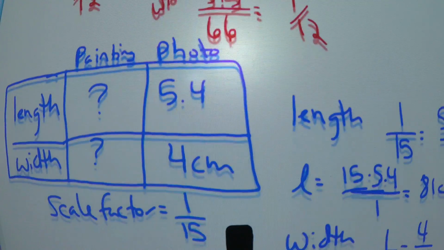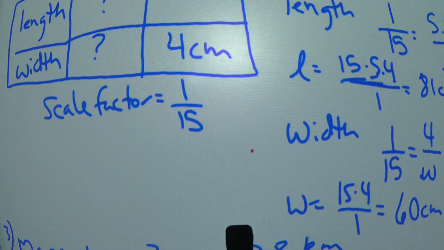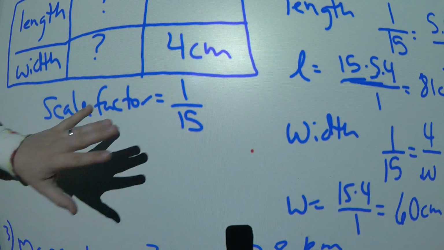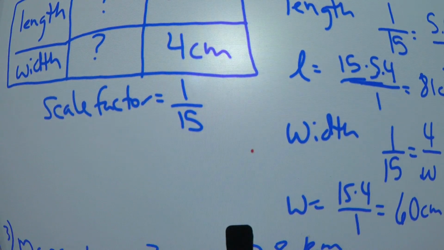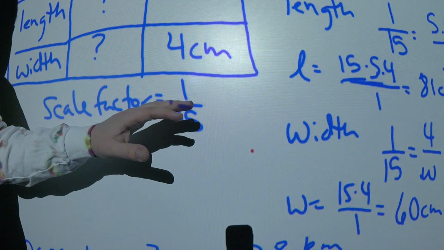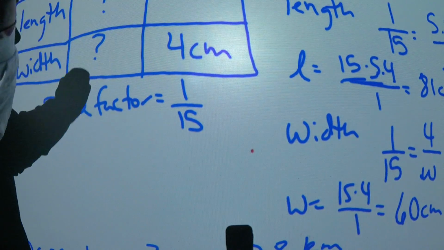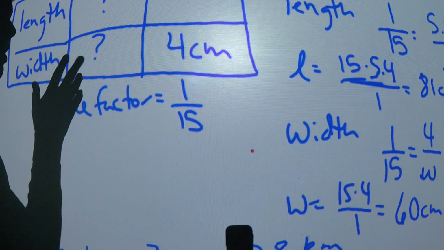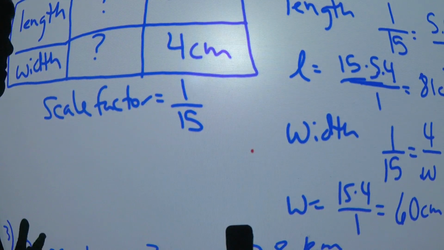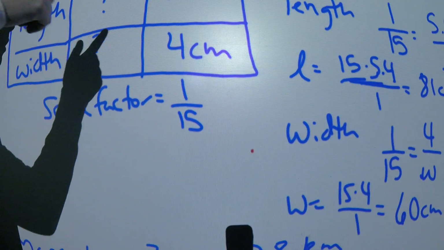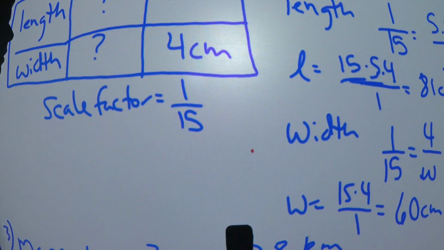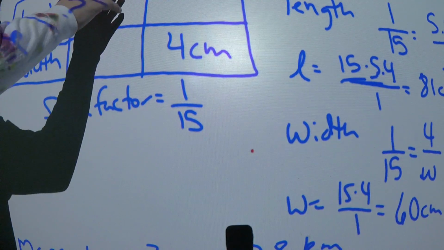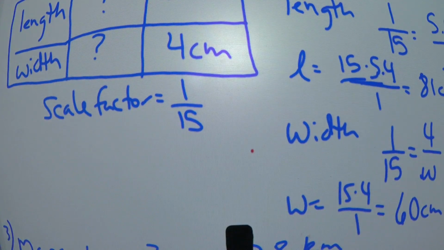All right. Same way with this painting and photo. The only difference is they gave you the scale factor. That's not what we're looking for. If you have a scale factor and you have at least 2 parts, you can find the missing pieces. Okay? So if the photo is 5.4 centimeters by 4 centimeters, then you can find the actual measurements of the painting.